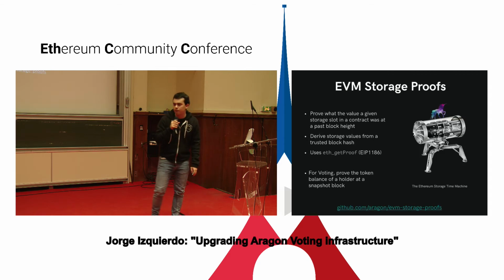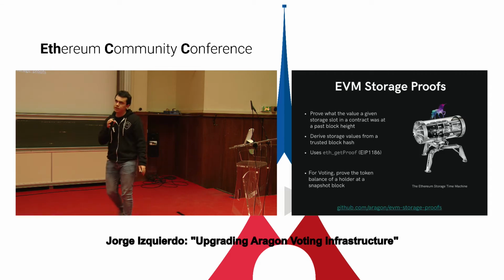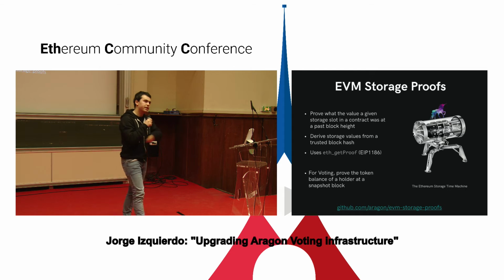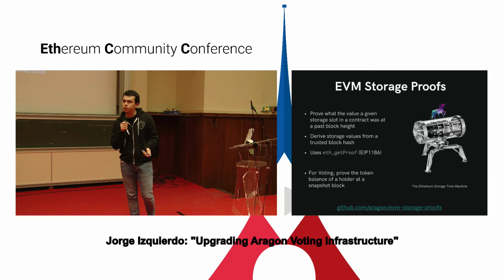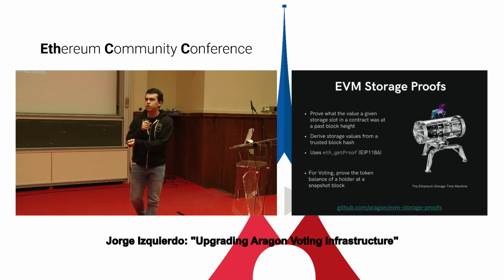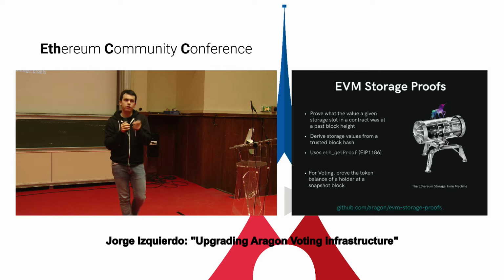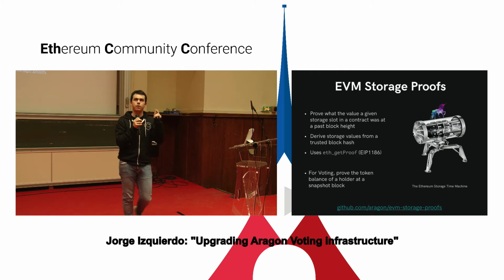So for getting this token snapshot without actually having to put the checkpoint in the token contract, which is pretty expensive, we've done something called EVM storage proofs. We're using them for voting, but this is actually usable for a lot more use cases. What you want to achieve with EVM storage proofs is to prove to a contract, in this case the voting contract, what a particular storage value in another contract was at a past block height, in a way that you can effectively have checkpointing for any storage value of any contract at any block number.